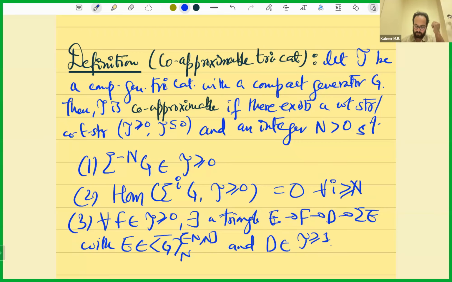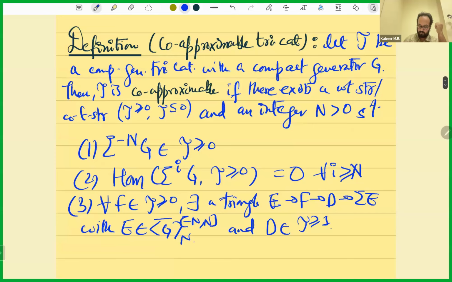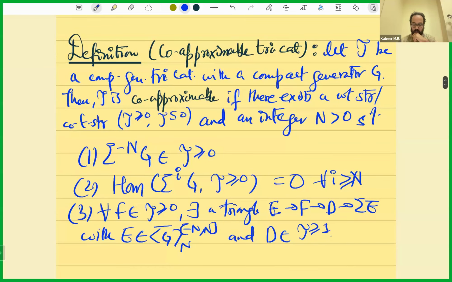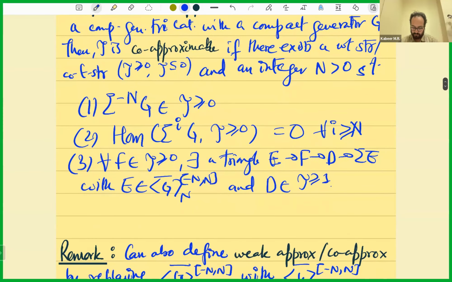And finally, if there is an object which lies in the aisle of the co-t-structure, then there is a triangle with E again being in the same subcategory generated from G as we talked about before, and D being in the d-suspension of the aisle this time. And we'll see that the homotopy category of injectives, albeit under special conditions, does satisfy this. Not always, but under some special conditions, it does satisfy this.